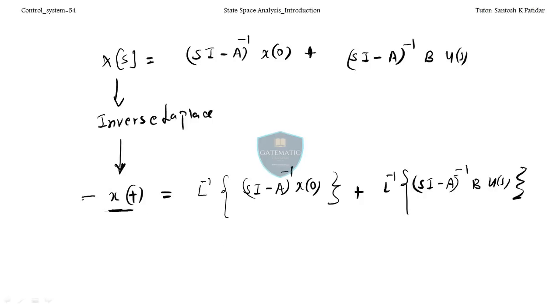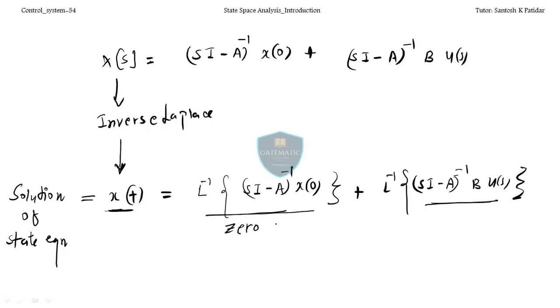This is the general solution of the state equation. What is this? This is the solution of the state equation. So the solution is comprised of two sets of equations. One is this and another is this. So what are these? This we call the zero input response. What does zero input response mean?